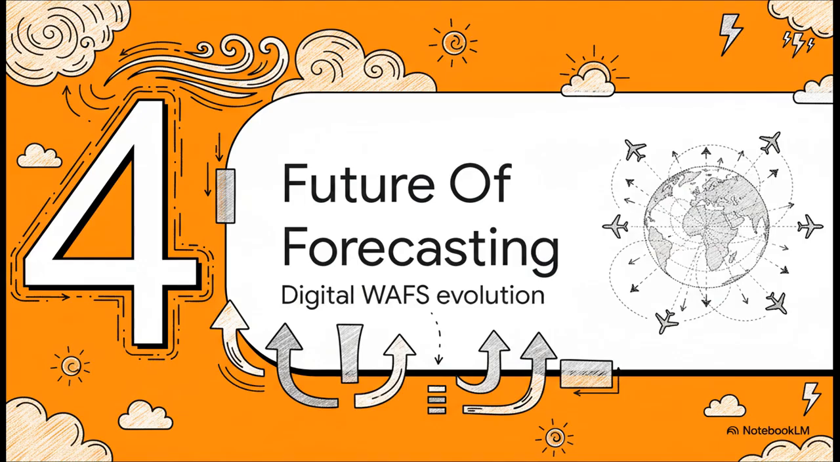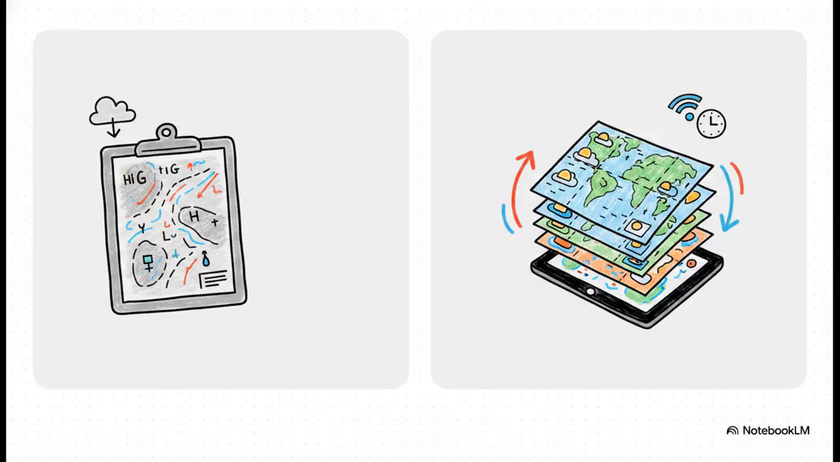We're looking at the digital WAFS evolution. Aviation meteorology is going through a total revolution right now in how global data is managed. For decades, the industry relied on legacy forecasts. These were the T+24 paper-style charts that just gave you a static snapshot of a single time, literally hand-drawn by meteorological teams in the US and the UK.